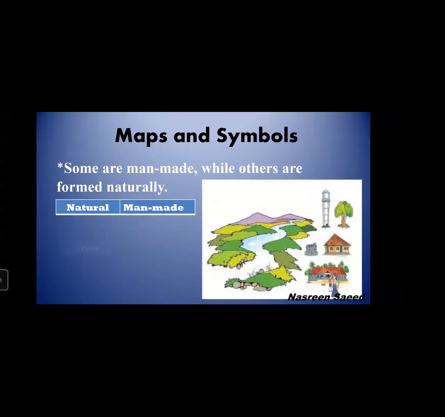So let us understand which are natural. Yes, river is natural. Man cannot make a river. Trees are natural. Hill is also natural. Grass, that is also natural. Man-made, yes, school is made by man. Water tower, made by man. A house, made by man. A well, made by man.